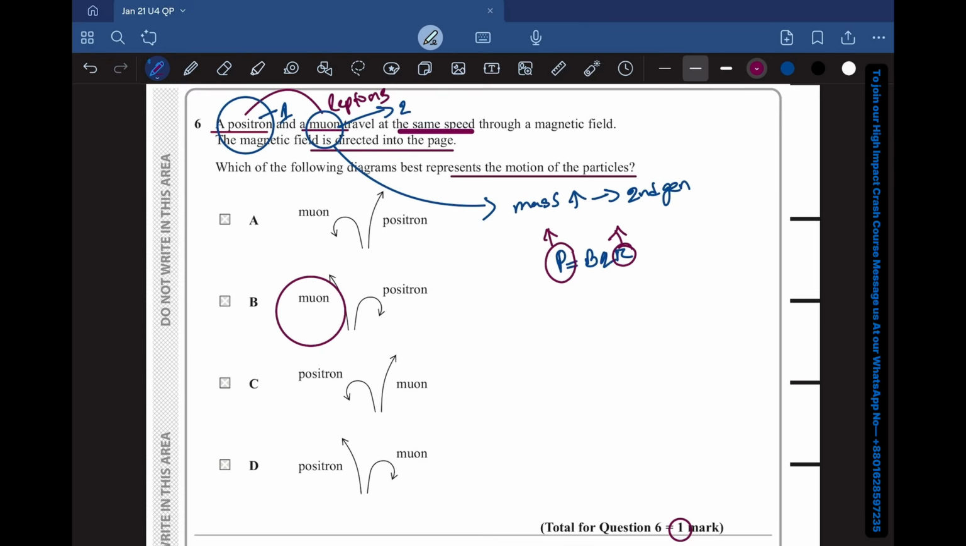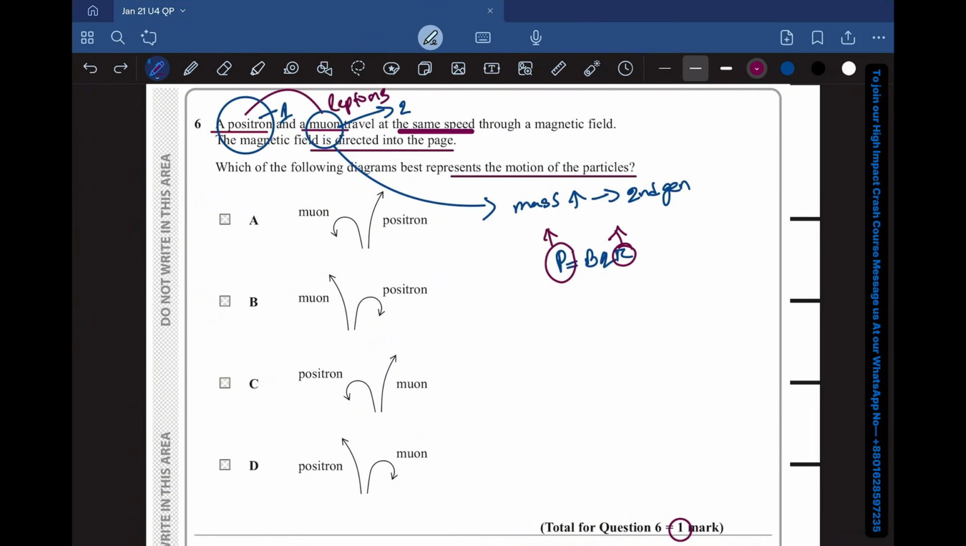Its radius of curvature is actually small. So it will be either B or our answer will be C, because C also has a muon having a greater radius of curvature, whereas A has positron with a greater radius of curvature than the muon. So A and D cannot be our answer, because D also says positron will have a greater radius of curvature. Our only answer will be between B and C.